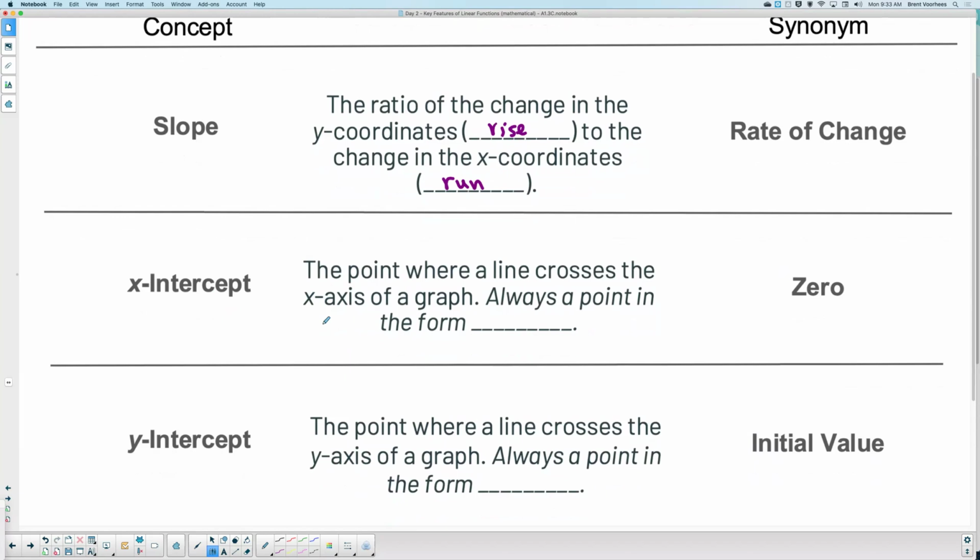Ivan, which one's the x-axis? This one or this one? Yeah, you're right. This one. It's this way. That's the x-axis. All right. It's going to always be in the form like this.